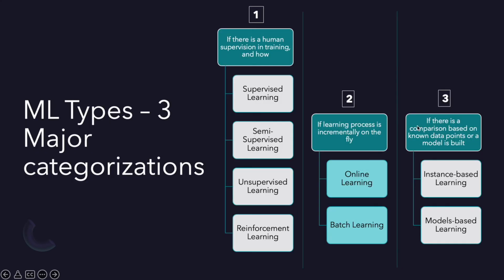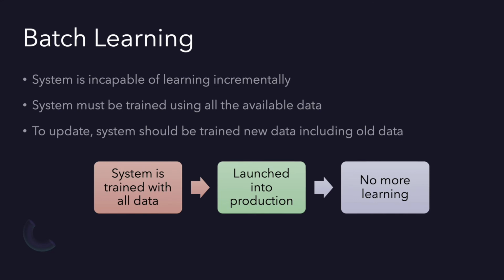Okay, now we will see online learning and batch learning. Here, the criterion is whether the learning process is incremental, on the fly, or not. In batch learning, the system is incapable of learning incrementally. That means the system will be trained with all available data and there will be no learning on the fly. If you want to update, the system should be trained with new data and old data each time. It is quite simple and often works fine, but if the data is too much, the training phase can take too much time. Therefore, sometimes it's called offline learning.